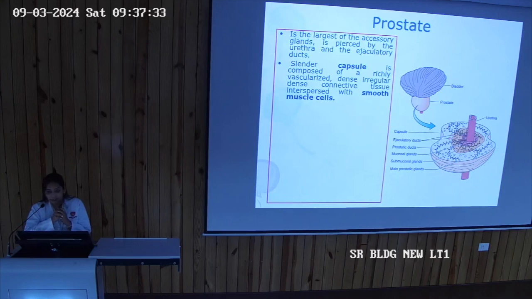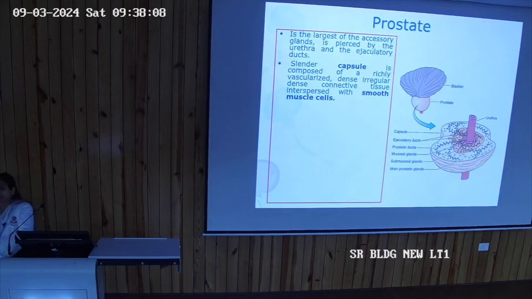the inner true capsule. Then this true capsule has smooth muscle cells and a fibers layer, collagen and elastic fibers, which are also embedded into the stroma of the prostate gland. So basically, the parenchymal cells are surrounded by fibromuscular stroma. Fibromuscular stroma, what does that mean? Fibers are there, collagen, elastic fibers, smooth muscle cells are there in the surrounding medium of the parenchymal cells.